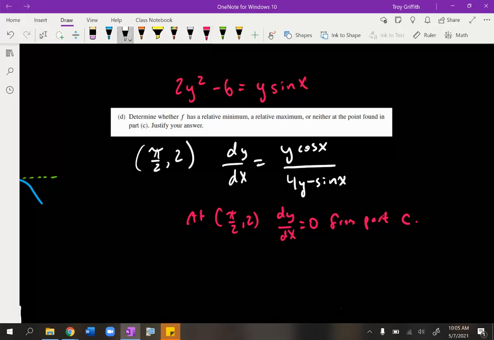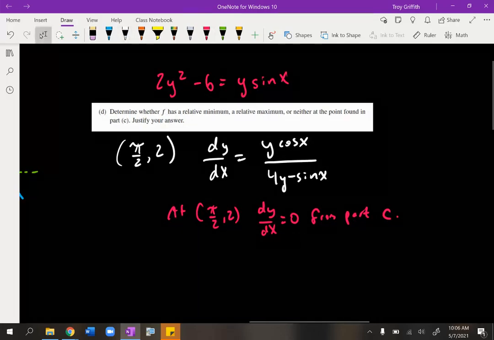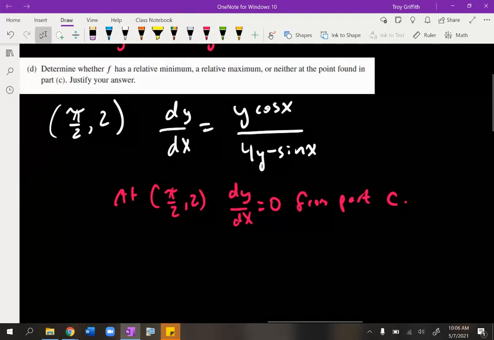So what I'm going to do instead is use the second derivative test. I know that the derivative here is 0, so if I can figure out the concavity at this point, that will tell me whether this is a relative maximum or a relative minimum.